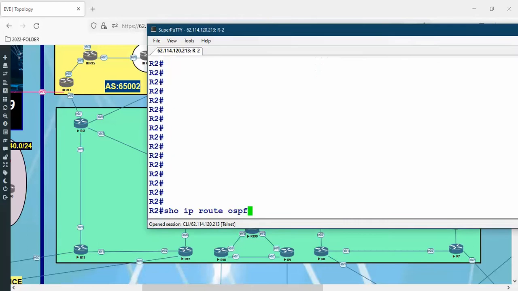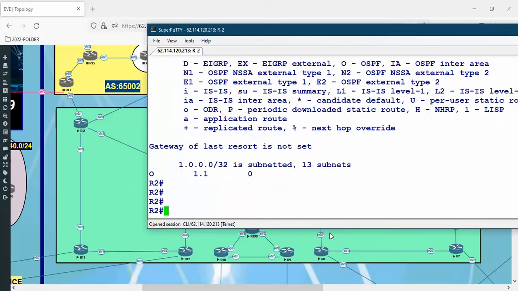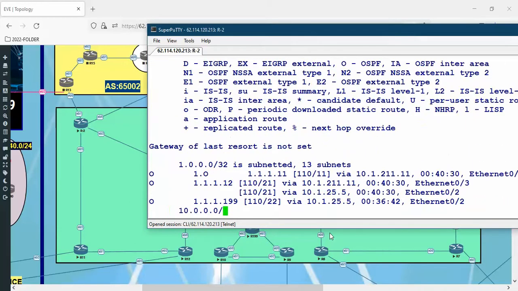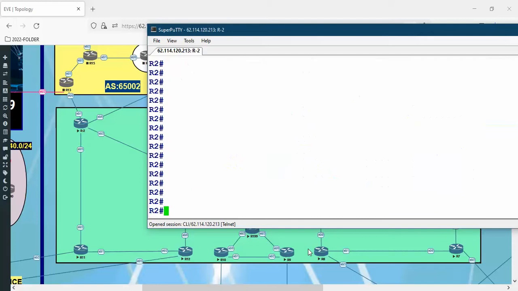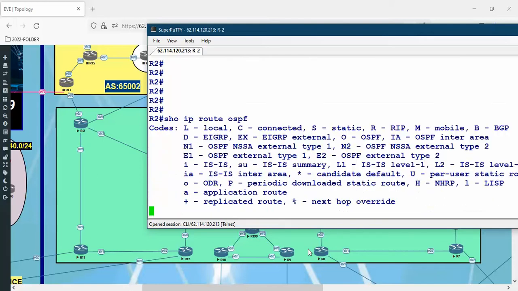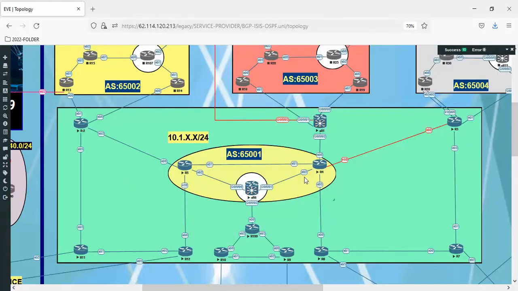Okay. So show ip route ospf from router 2's perspective. Please mute the mic, my friend. Actually, you have. Okay, just repeat the question.